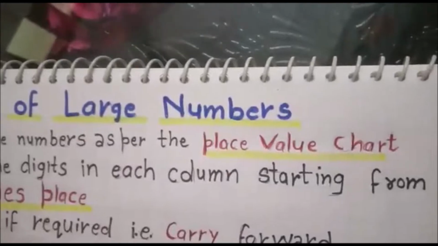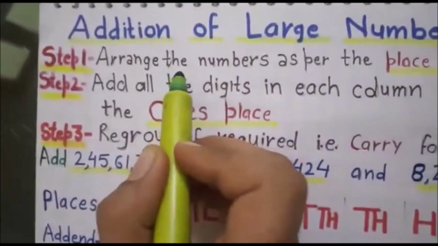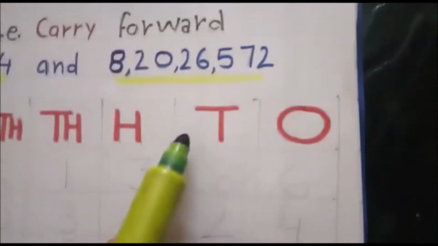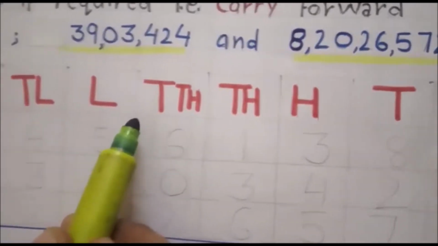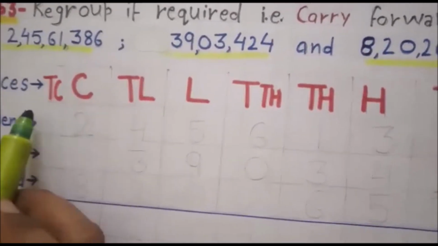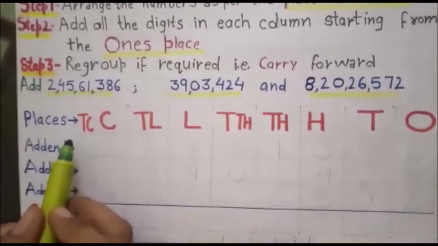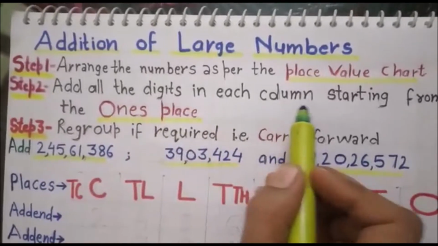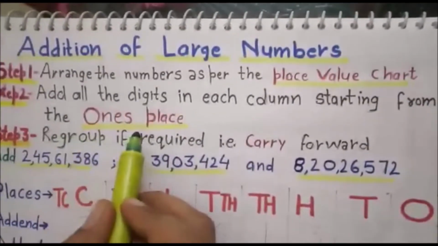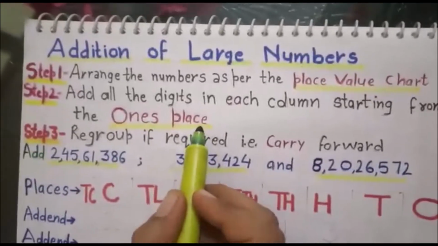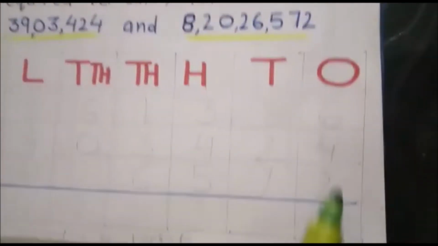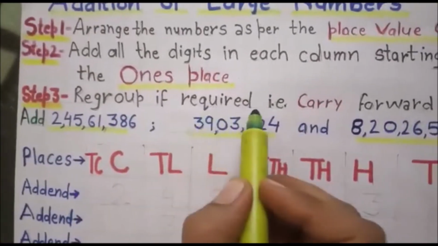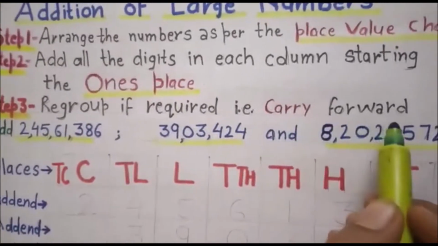The steps are: first, arrange the numbers as per the place value chart, like ones, tens, hundred, thousand, 10,000, lakh, 10 lakh, crore and 10 crore. Second, add all the digits in each column starting from the ones place, because ones place will never be left vacant. Third, regroup if required, that is, carry forward.